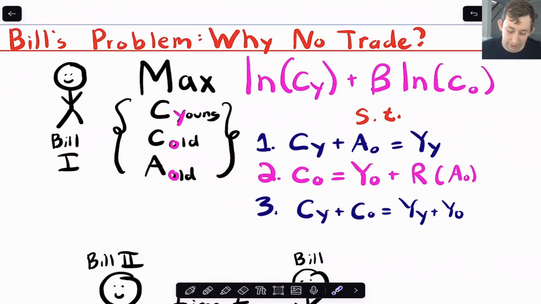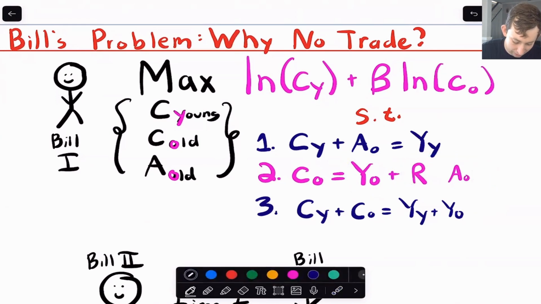He's got a couple constraints. The first is that when he's young, he gets an income, and with that income, he's got to eat it or save it. So that's what he can do in period young. When he's old, he gets the endowment when he's old, plus the return on his investments that he made when he was young. And again, I put this in parentheses last time. I think it's maybe a little confusing. So this is really R times A_0. And then, of course, for Bill, over the course of his life, what he eats has to be equal to his income.